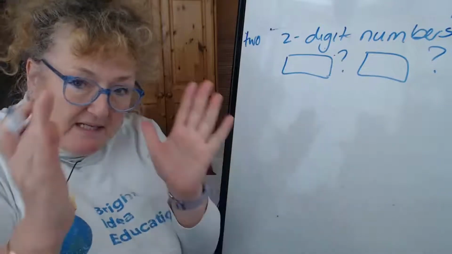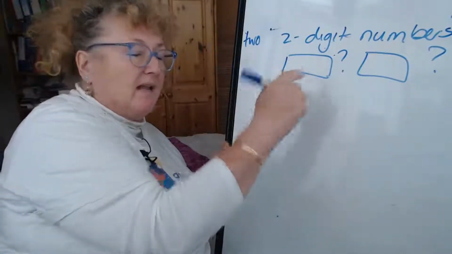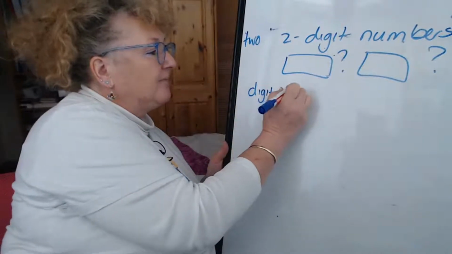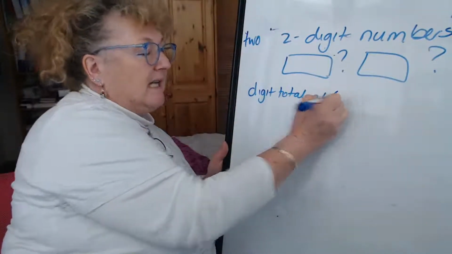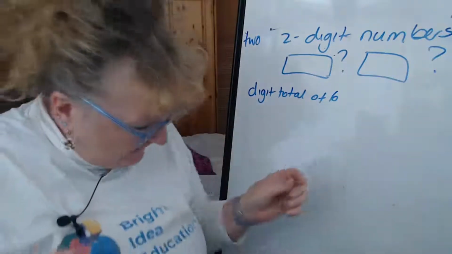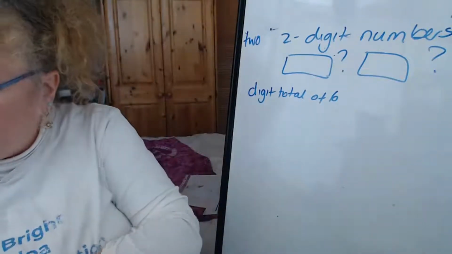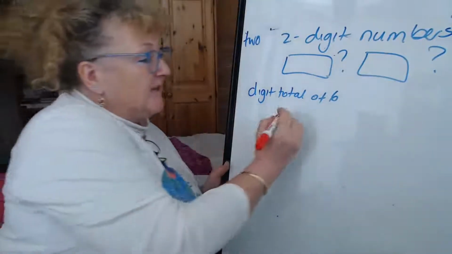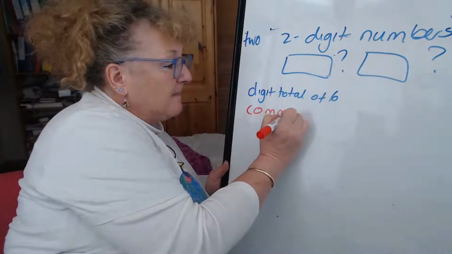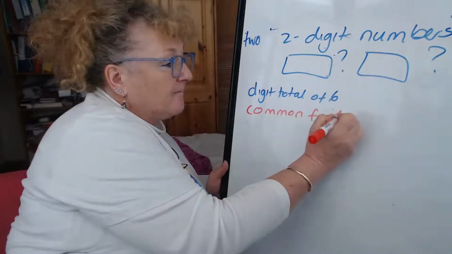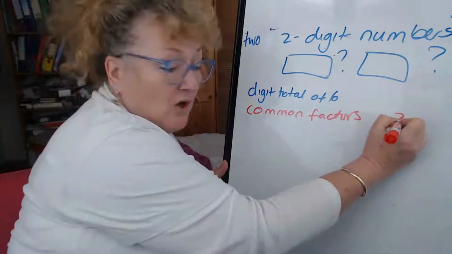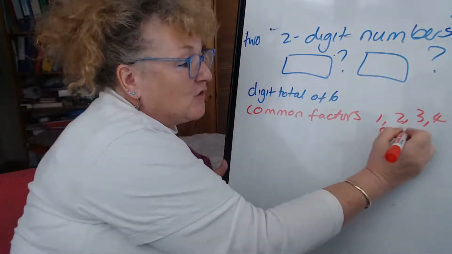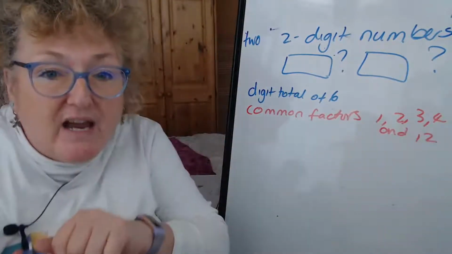Both of them have a digit total of 6, so when you add the digits of the 2-digit numbers, it comes to 6. Let me use a different color pen for this so it stands out. They have common factors of 1, 2, 3, 4, 6, and 12. Okay, so there are our clues.